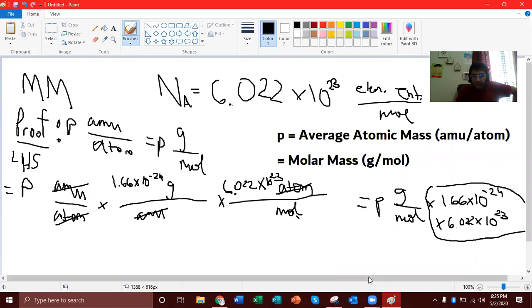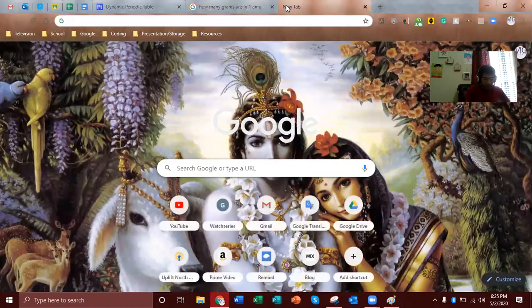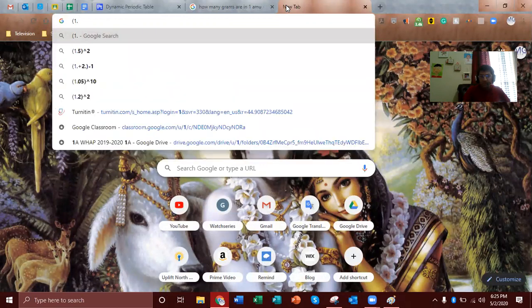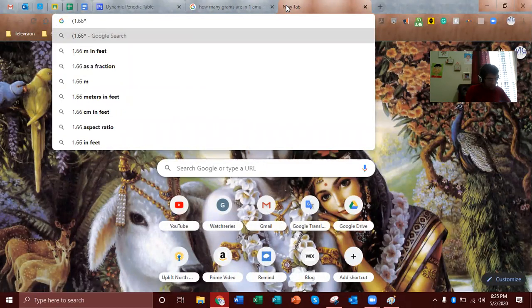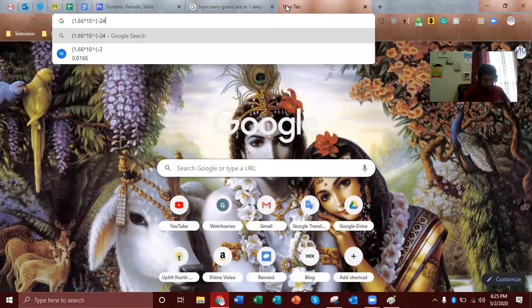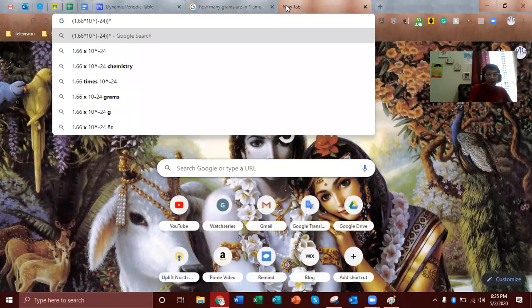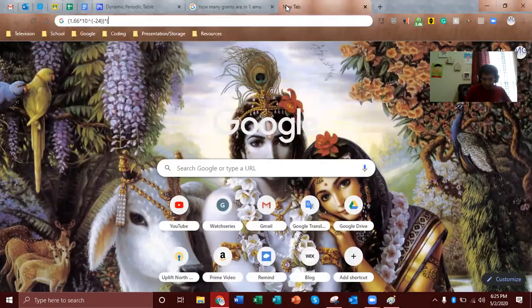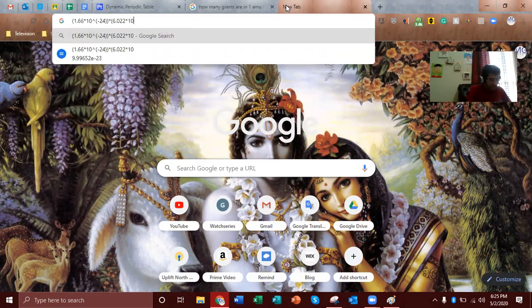I'll just do it on Google's calculator. So if I do 1.66 times 10 to the negative 24, and I multiply that by 6.022 times 10 to the 23rd, look at that, I get 0.999. The answer is essentially just 1.